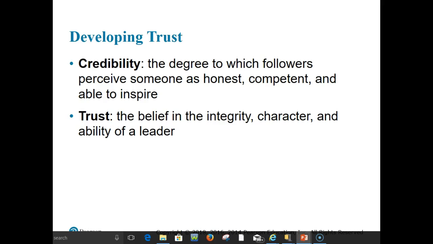Trust is defined as the belief in the integrity, character, and ability of a leader. And followers who trust a leader are willing to be vulnerable to the leader's actions because they are confident that their rights and interests will not be abused. So again, credibility is the degree to which followers perceive someone as honest, competent, and able to inspire. And trust is the belief in the integrity, character, and ability of a leader.